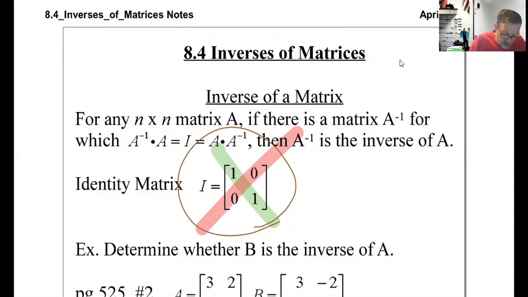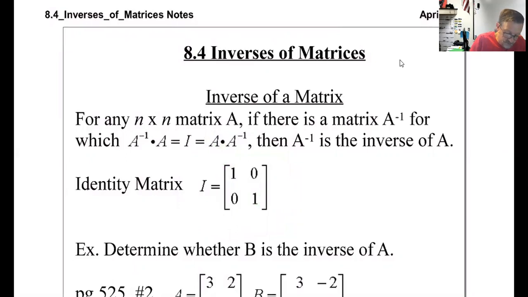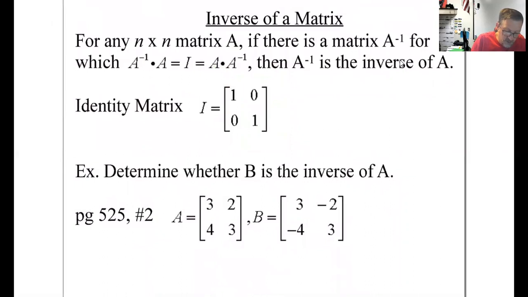So let's go ahead and figure out if the two matrices that are given here are indeed inverses of one another. Take a look up here, this line right here. It says if I multiply two matrices in either order and I get this thing called the identity matrix, then they are indeed inverses. So let's give this a shot.